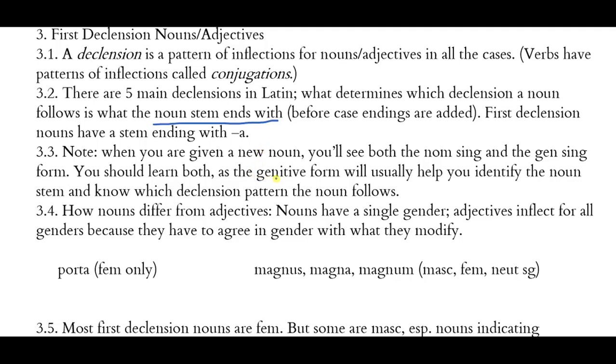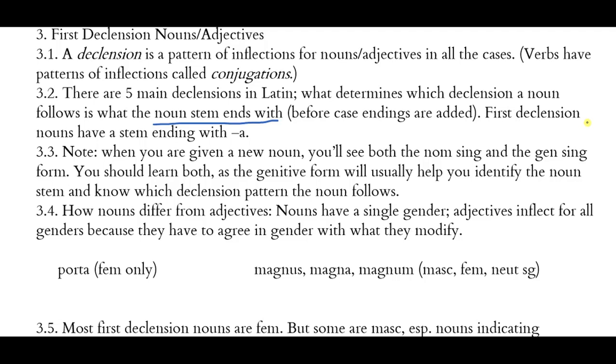So when you're given a new noun, you're going to be given two forms of it, the nominative singular form and the genitive singular form. And so as you acquire vocabulary, you should learn both, because we're going to learn that the genitive form will often help you to identify the noun stem and to know which declension pattern the noun follows.